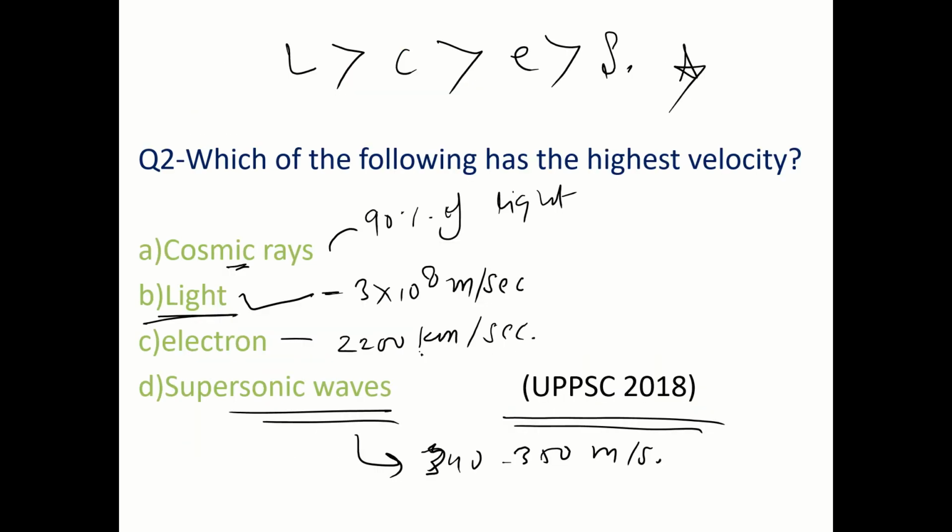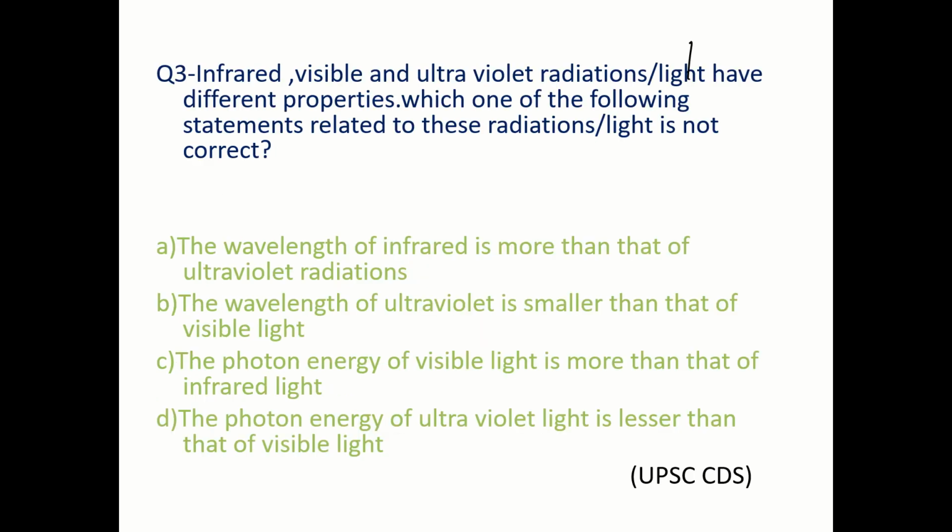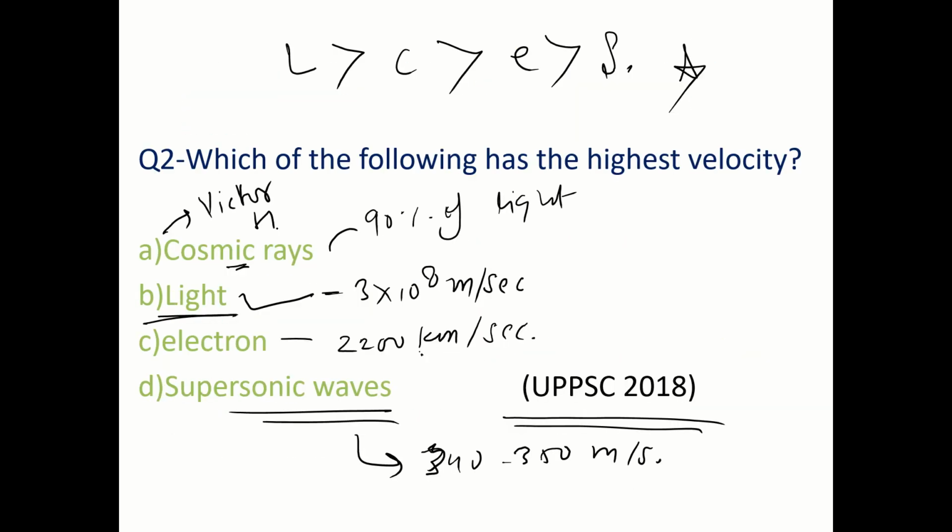Remember this. Okay, and if I ask you who discovered the cosmic rays, they were discovered by Victor Hess. And who discovered the electron? J.J. Thomson.